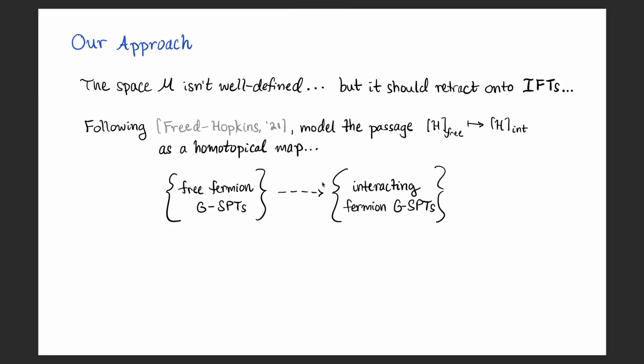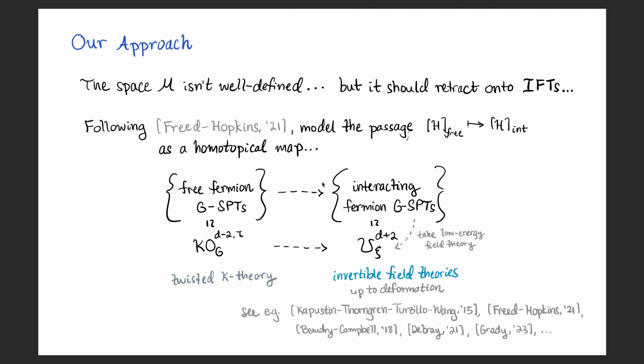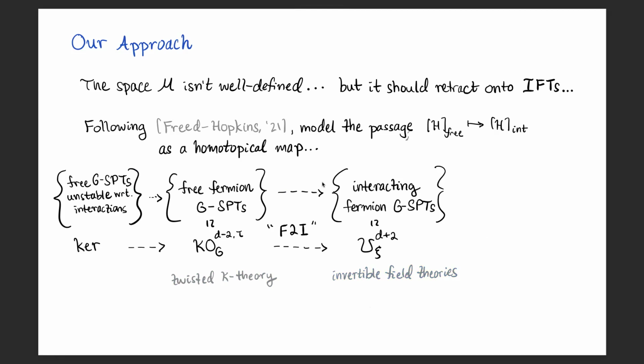So we're going to follow Freed-Hopkins formulation of this to model the passage from free fermion to interacting fermion Hamiltonians as a map in homotopy theory. The source is going to be free fermion SPTs. This will be some kind of K-theory group, maybe twisted equivariant, although we won't necessarily see that today. And the target will be described by invertible field theories up to deformation, and I'll say more about that in a moment. And so this map is interesting when it's not an isomorphism.